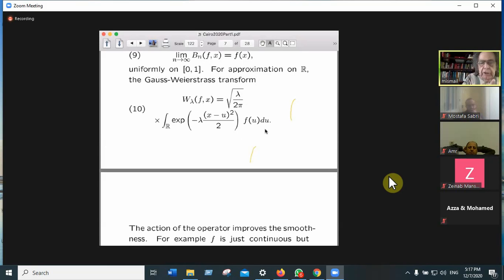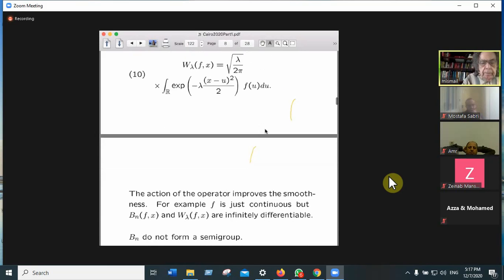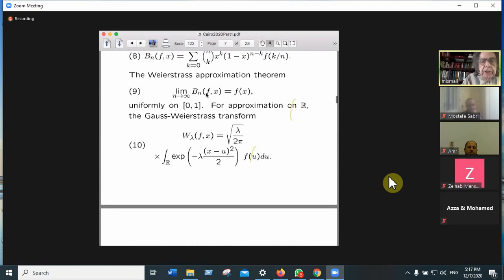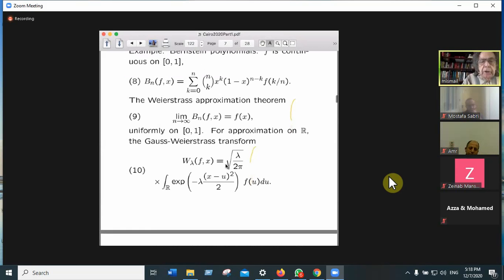but now the intervals are unbounded. Okay, so in approximation theory, the reason you're interested in things like the Bernstein polynomials or this transform is that it improves the smoothness of the function. For example, if f is a continuous function, the Bernstein polynomial is a polynomial. I mean, it's the simplest thing of all.